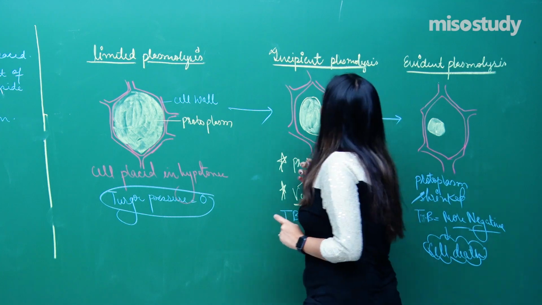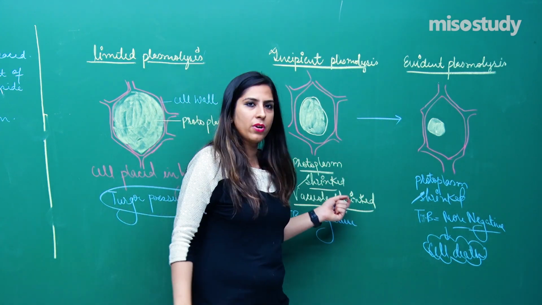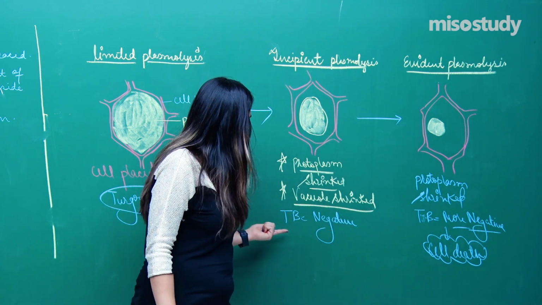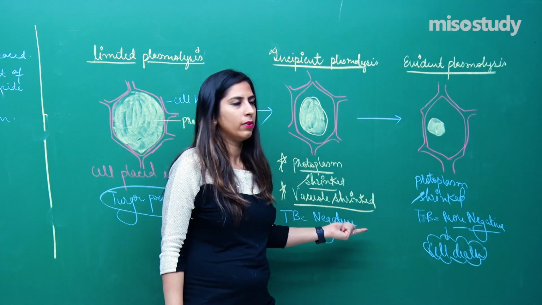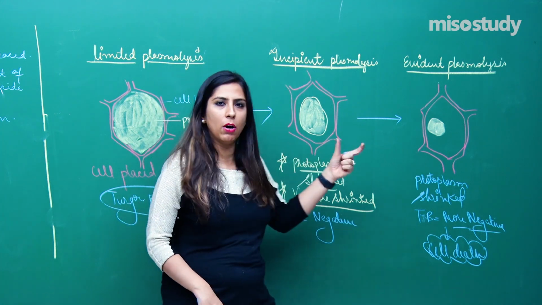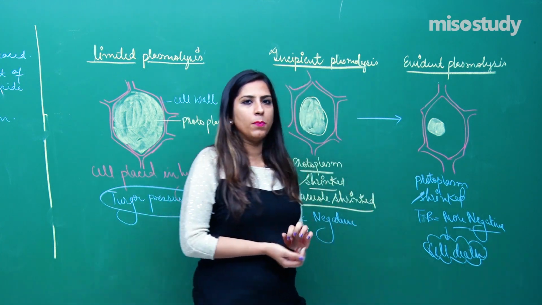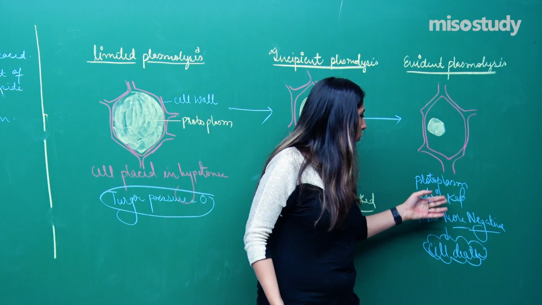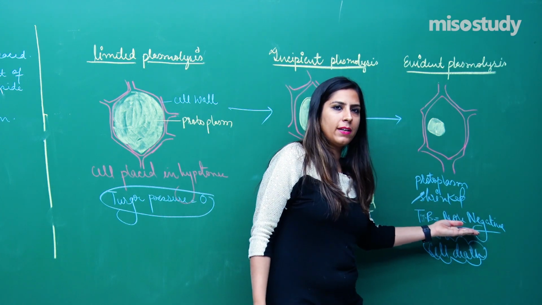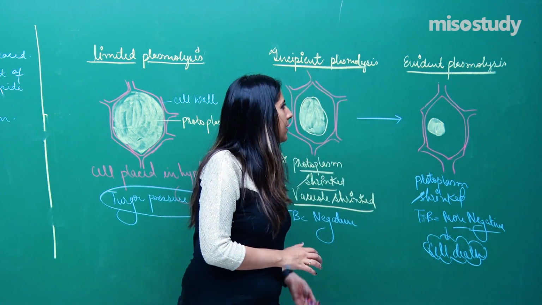Now, let's talk about the second, which is called incipient plasmolysis. Protoplasm shrunk, right? Vacuole is also shrunk. Turgor pressure is negative. In the next stage, after some time, you can say after so many hours, what will happen? The protoplasm will completely shrink. Turgor pressure will be more negative, and cell death occurs. Ultimately, it leads to cell death.